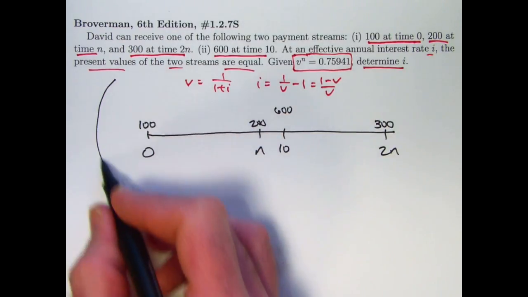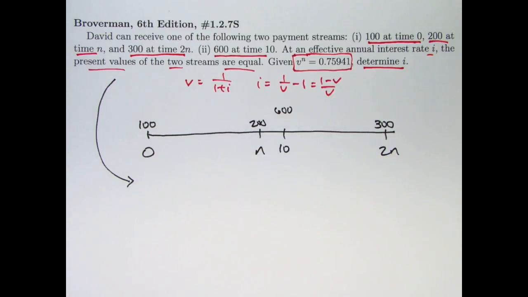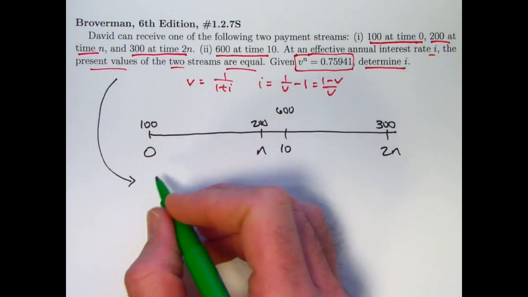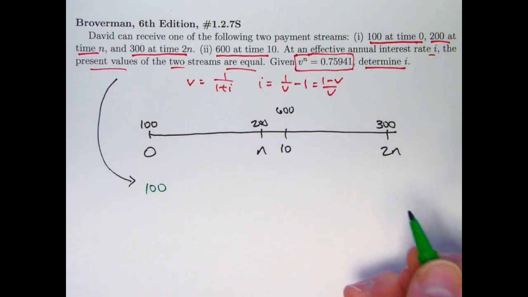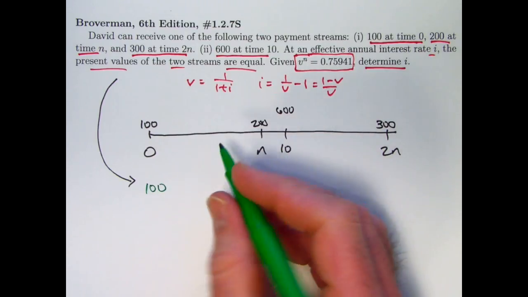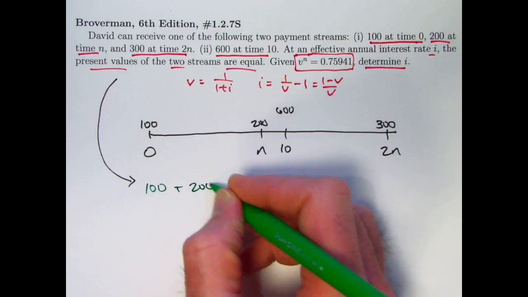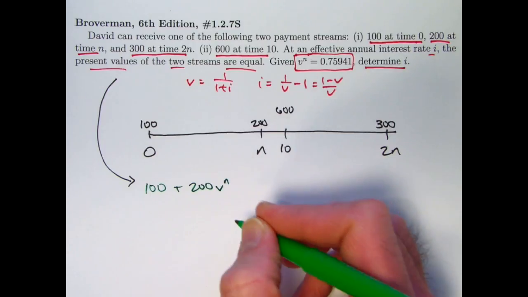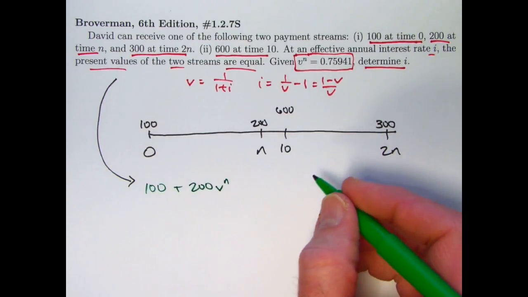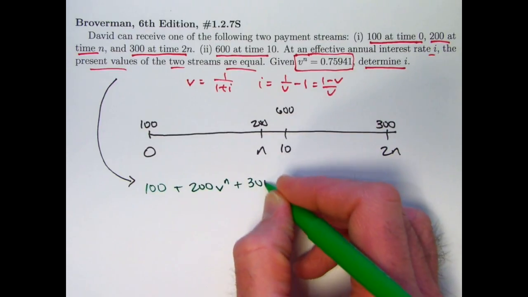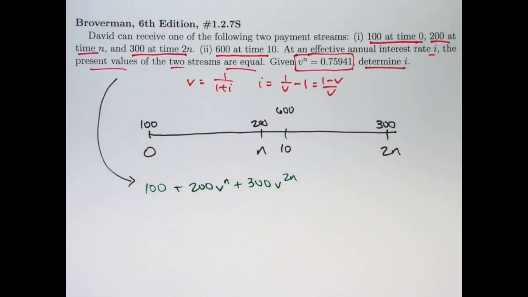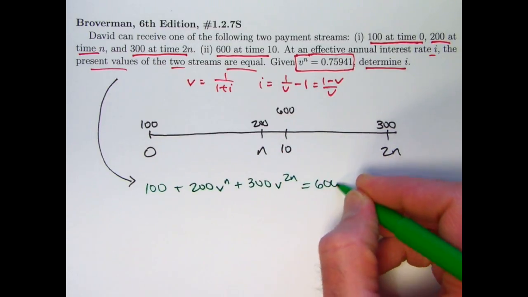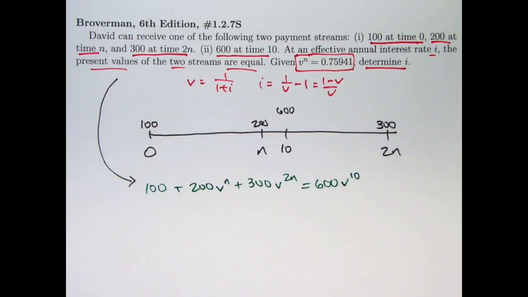What does it mean for the present values of the two streams to be equal? It means if you find the present values, they will be equal. In other words, if you take 100, which is already at the present moment in time, so I don't need to discount it, plus the 200 discounted by n years with the factor v to the n. That's the multiplication factor that you need to multiply that amount by to get its present value here at time 0. And the 300, 2n years in the future, gives me this. That needs to be equal to the present value of the 600 at time 10. I need to pull the 600 back in time by 10 years. I need to multiply 600 by v to the 10th.